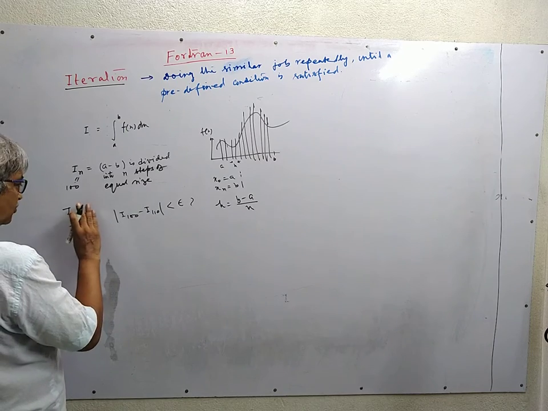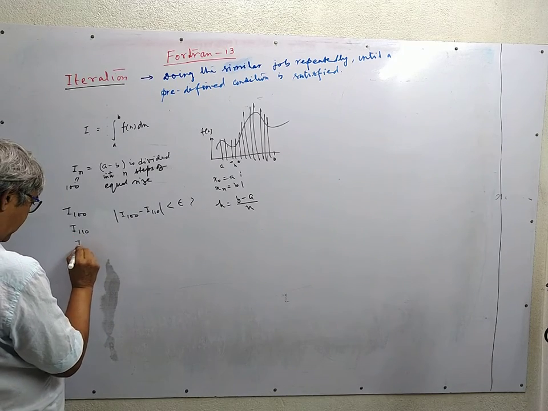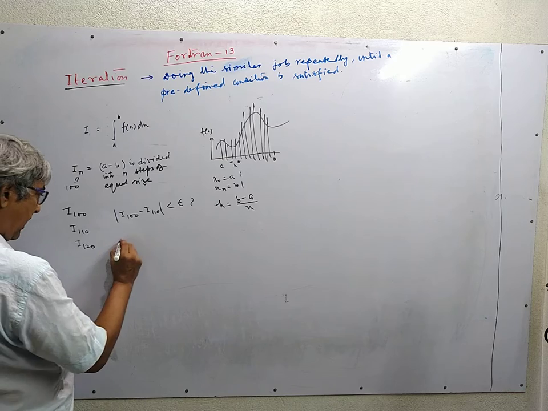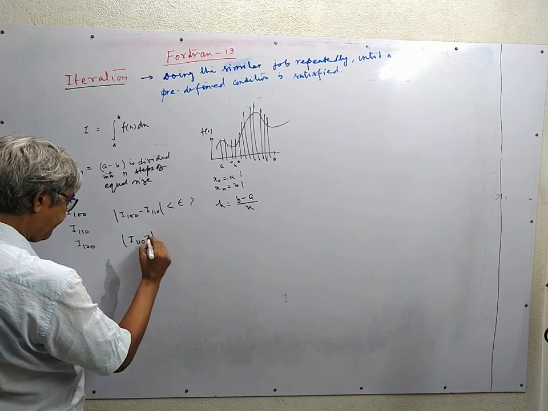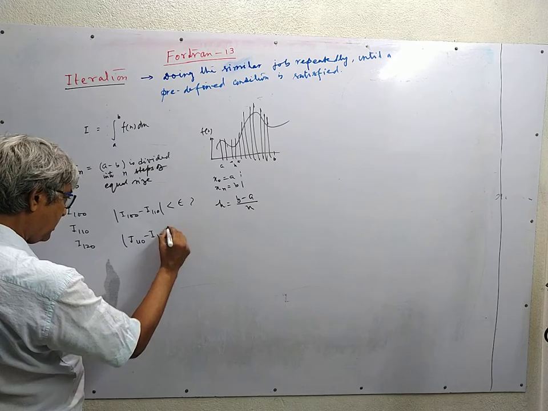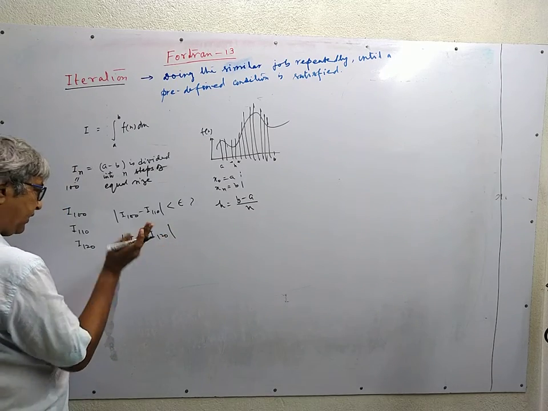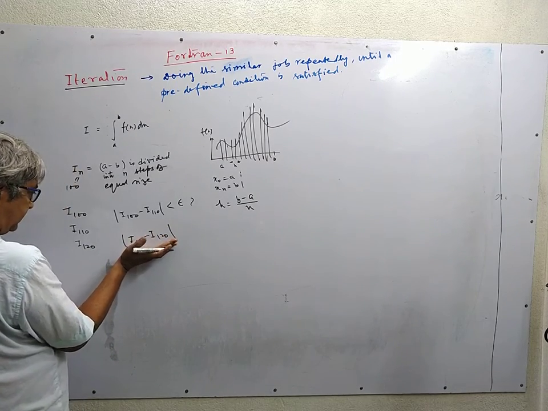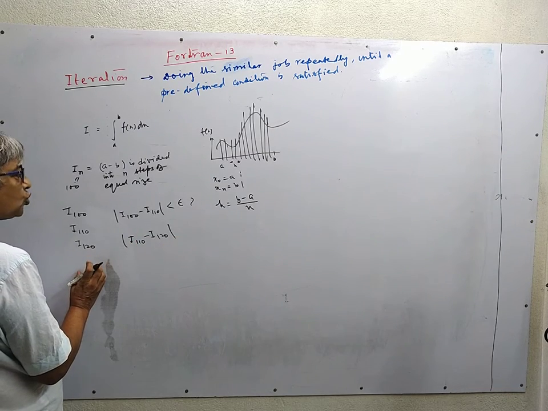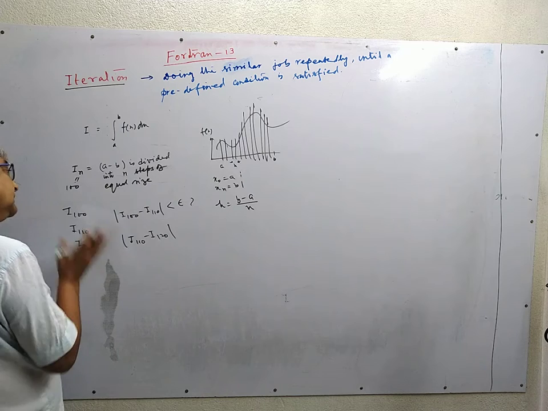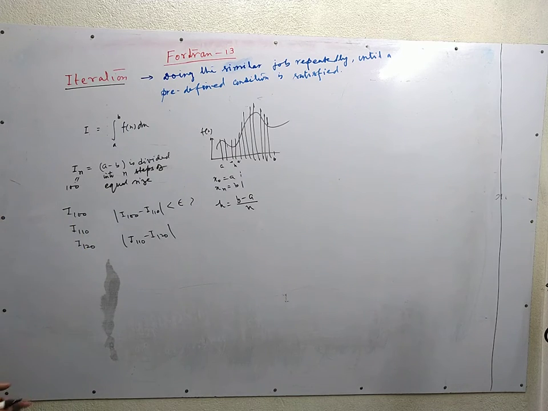If yes, it's okay. If not, then we calculate with 120 and check again, and if we get the desired accuracy level, it is fine. Otherwise we go to the next step of calculation. This is also another type of iteration that we will be using during numerical integration of functions.